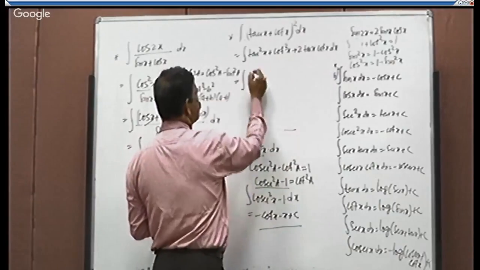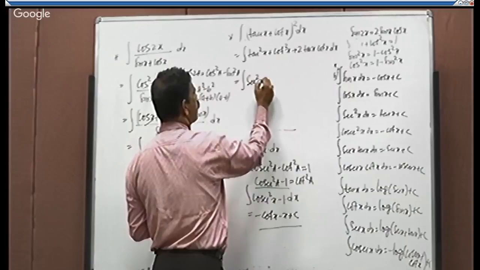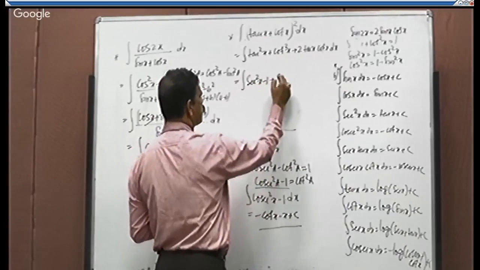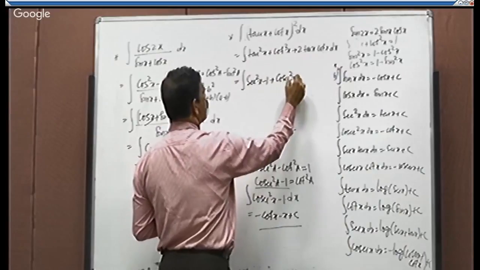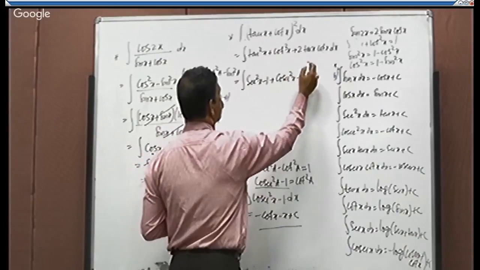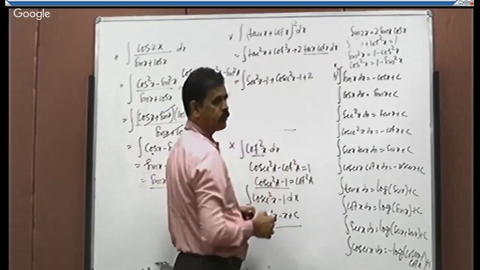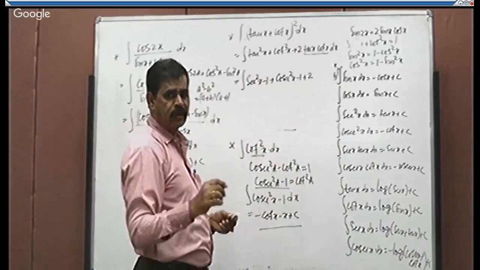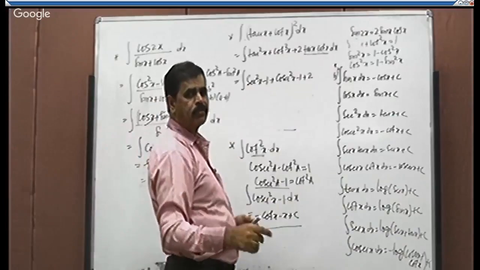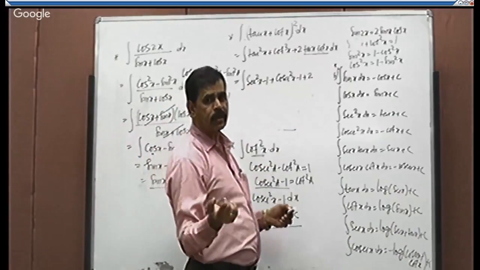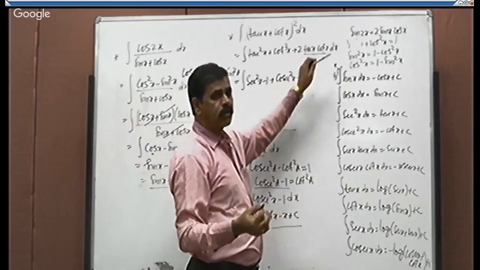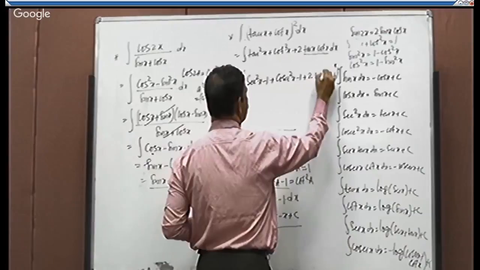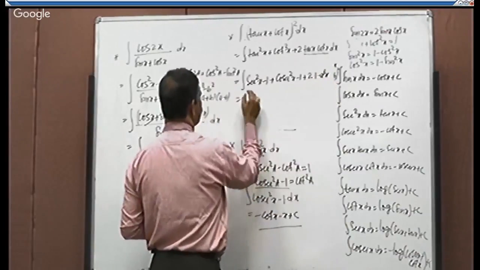That is equal to secant square x minus 1 plus cosecant square x minus 1 plus 2 into tan x into cot x. They are reciprocal functions, right? Their product is always equal to 1. Sin x into cosecant x is 1. Cos x into secant x is 1. Tan x into cot x is 1. That is 1 into dx.